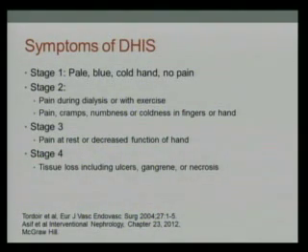So the symptoms, there are stages of this, and it's been divided into 4 stages. So stage 1 is a pale hand, maybe a little blue, cold, but no pain, okay? Stage 2 is pain during dialysis or with exercise, and that's pain, cramps, numbness, a coldness in the fingers or in the hand. And 3 is pain at rest or a decreased function of the hand. And 4 is tissue loss, including ulcers, gangrene, or necrosis. Okay?